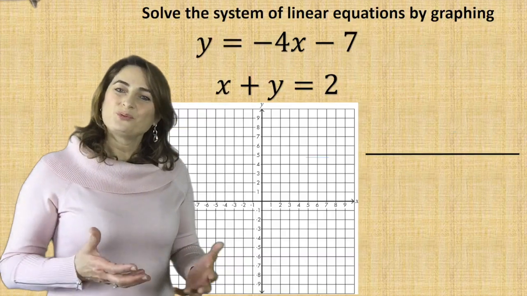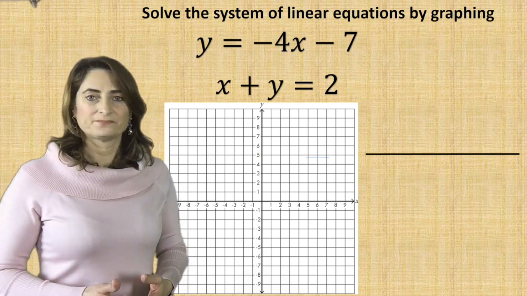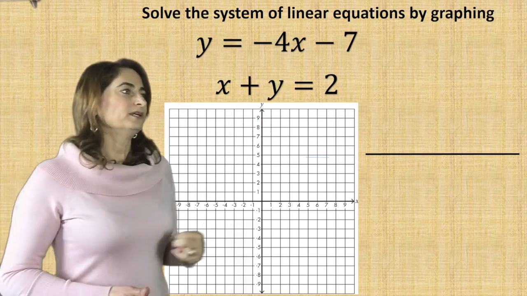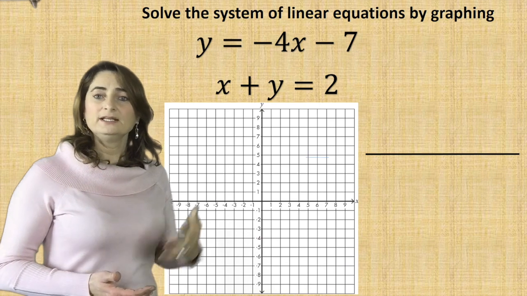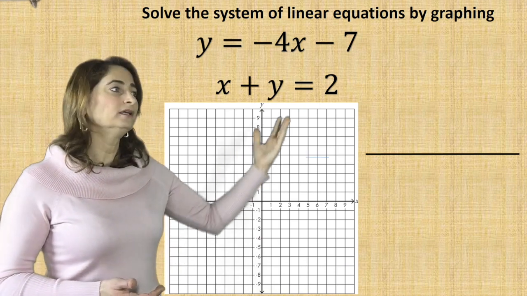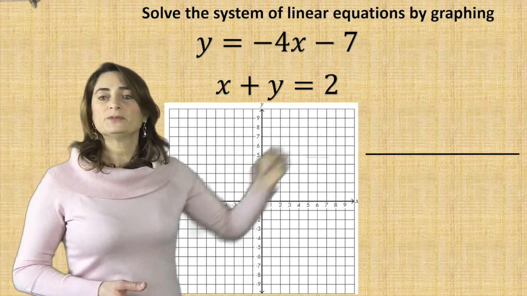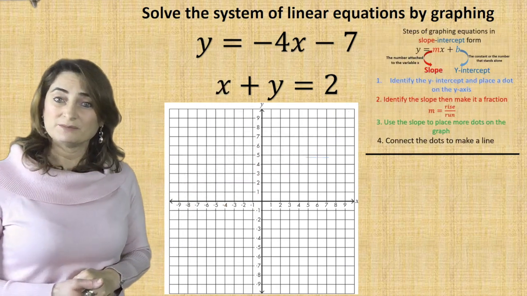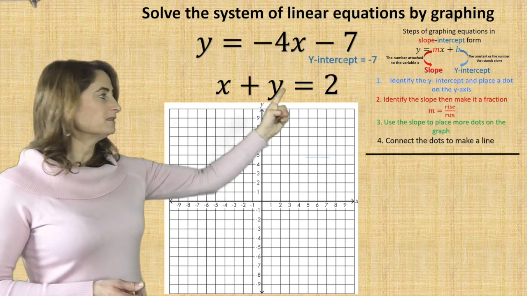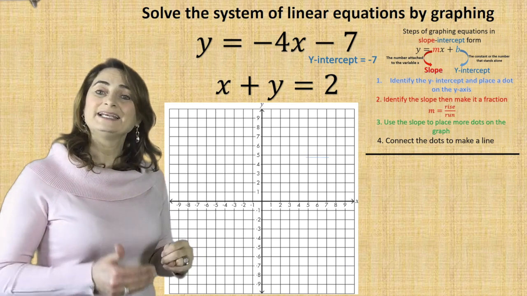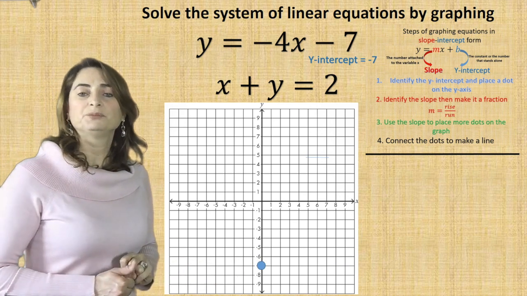Now let's practice finding the solution of a system of linear equations by graphing. Solve the system of linear equations by graphing. The first equation is y equals negative 4x minus 7. And the second equation is x plus y equals 2. The first equation is written in slope-intercept form, so I will leave the steps for you to remember. Step number 1 is to identify the y-intercept. And the y-intercept is the number by itself, which is negative 7. So go on the y-axis, find negative 7, and put a dot there.